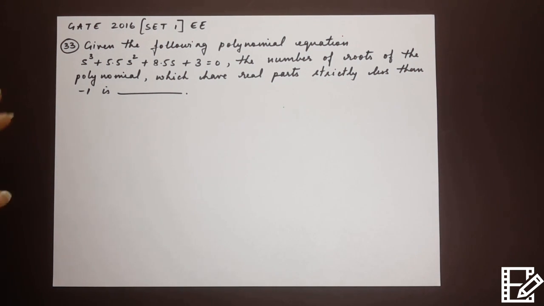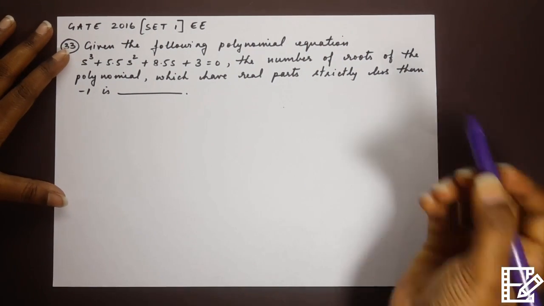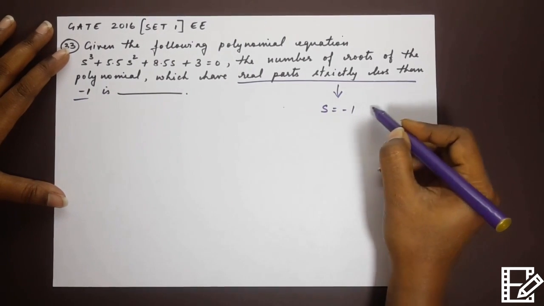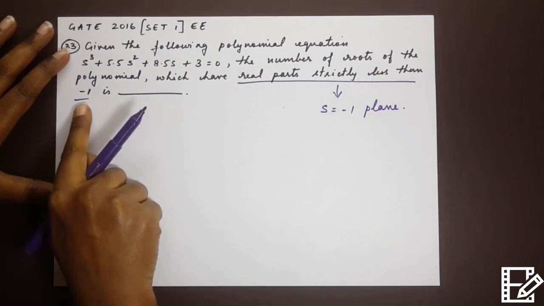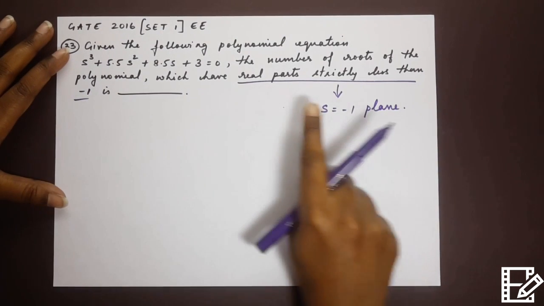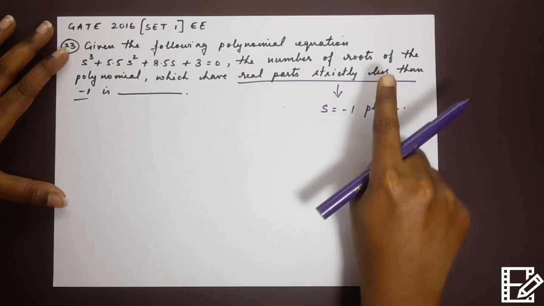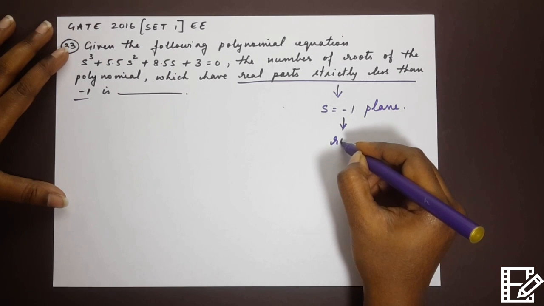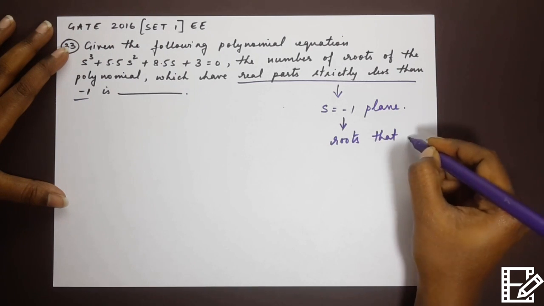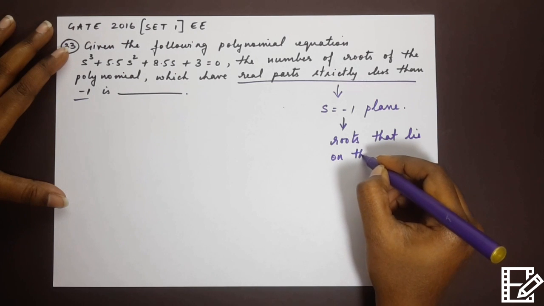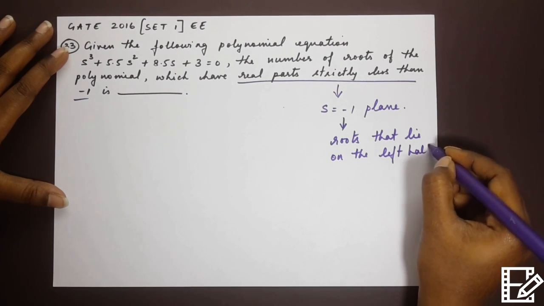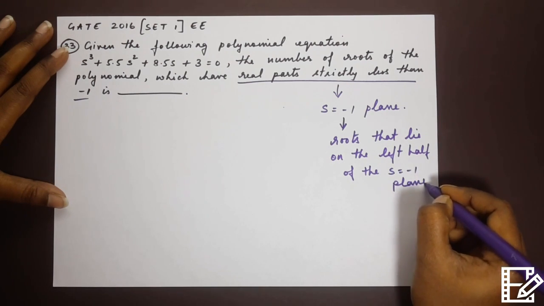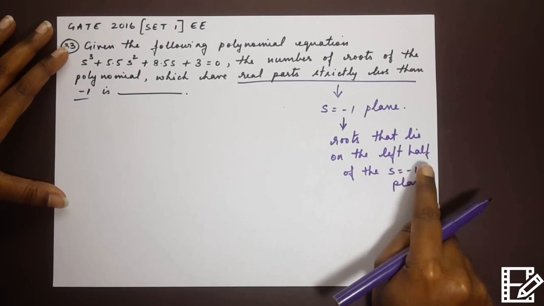Okay, so when the question says have real parts strictly less than -1, it's talking about the s is equal to -1 plane. So that's the first thing you need to know. If the value is given, they are talking about the s is equal to -1 plane. And strictly less than the given value indicates that they are looking for the roots that lie on the left half of the s is equal to -1 plane. Okay, so keep this in mind, the roots that lie on the left half.